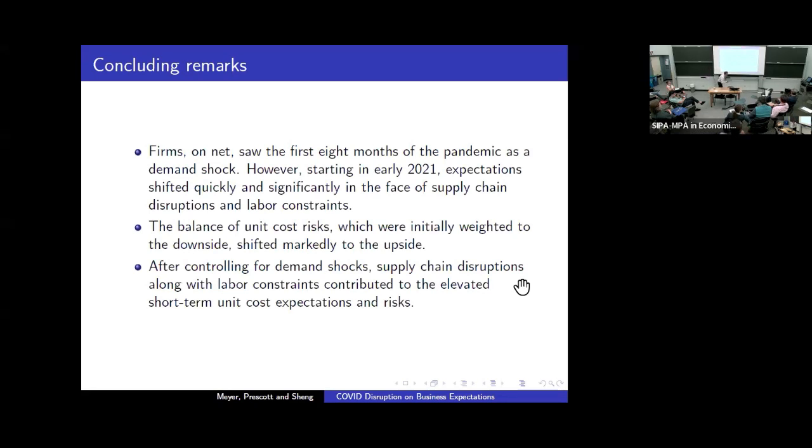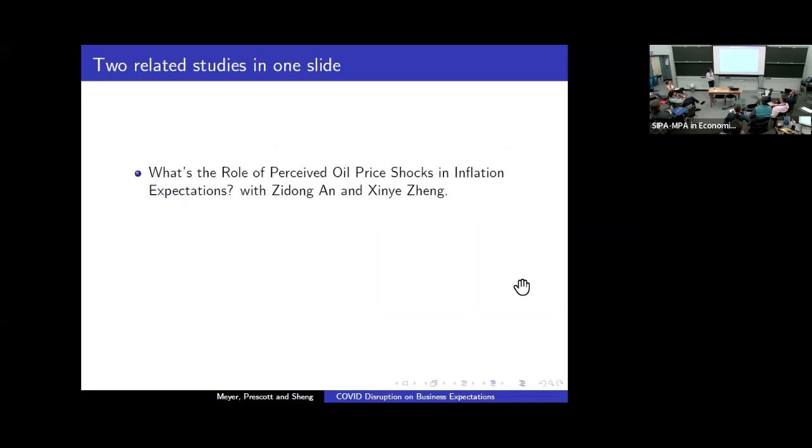How much time do I have? You're short by 5 minutes. Oh, I still have, okay, great. Yeah, I can take 1 or 2 minutes. I put 2 papers in 1 slide.